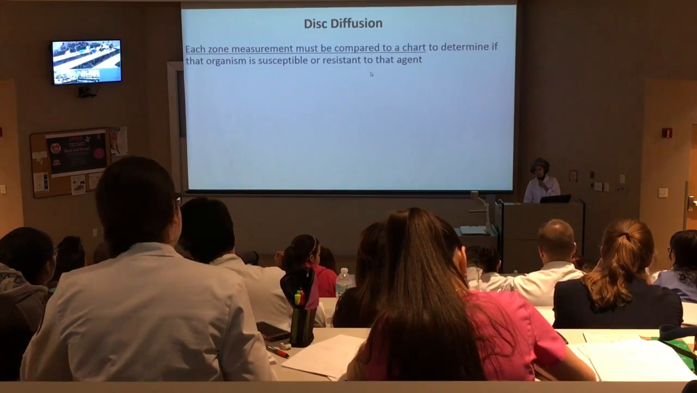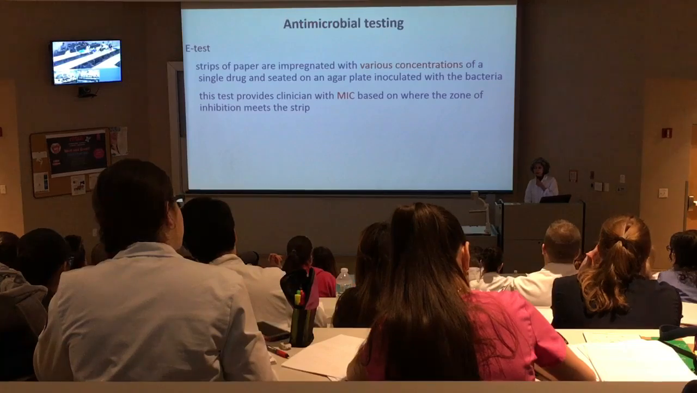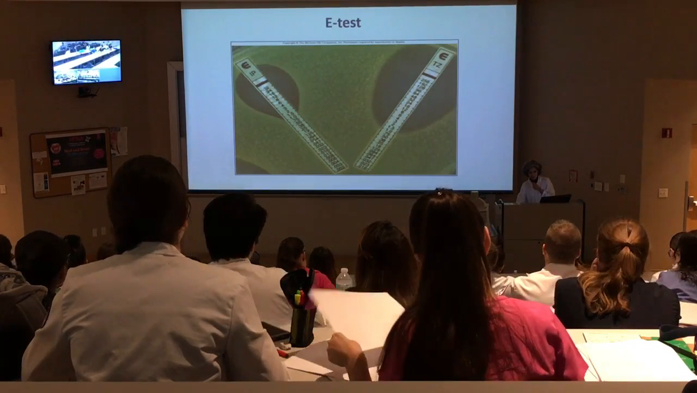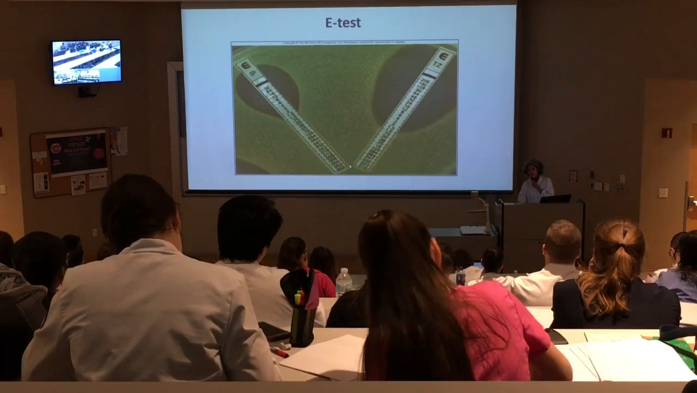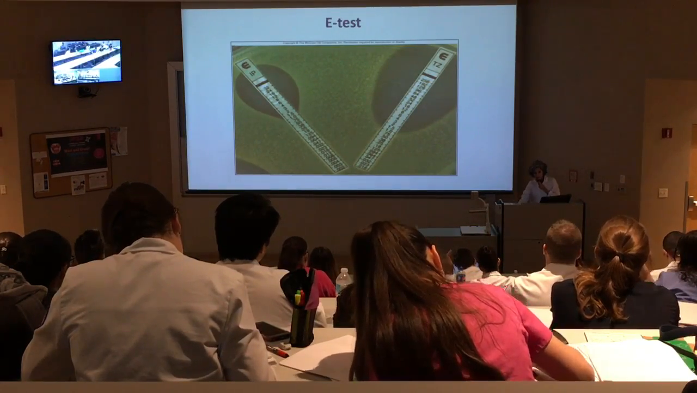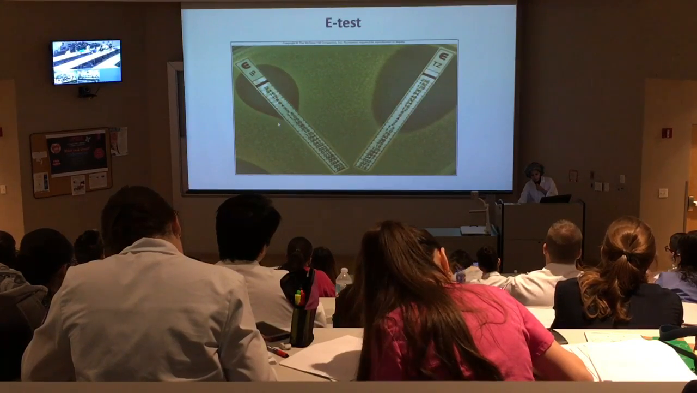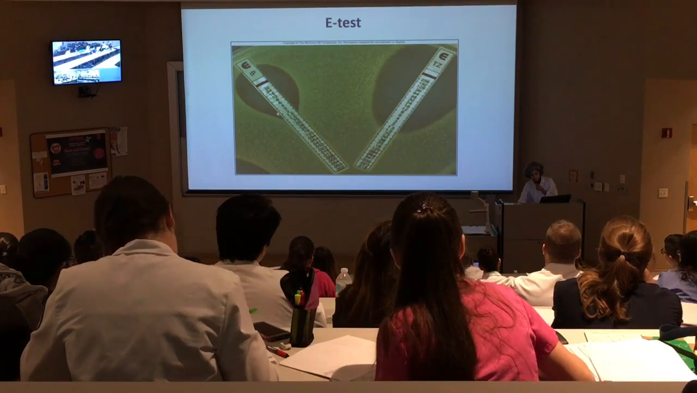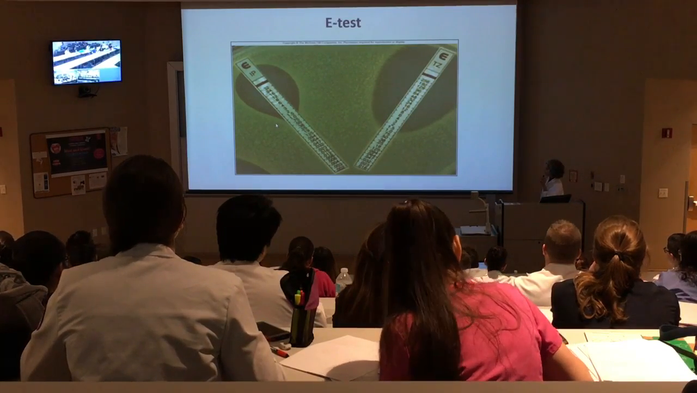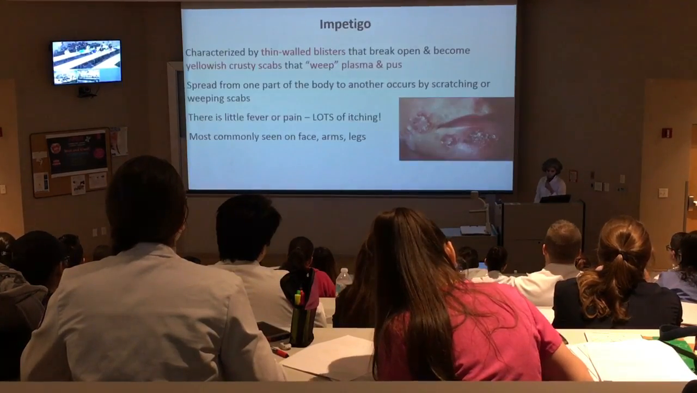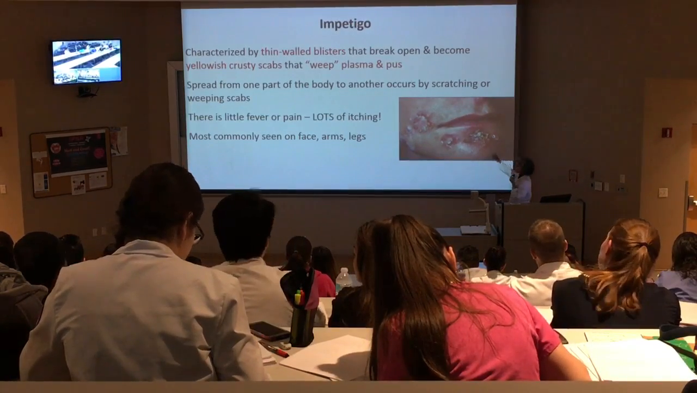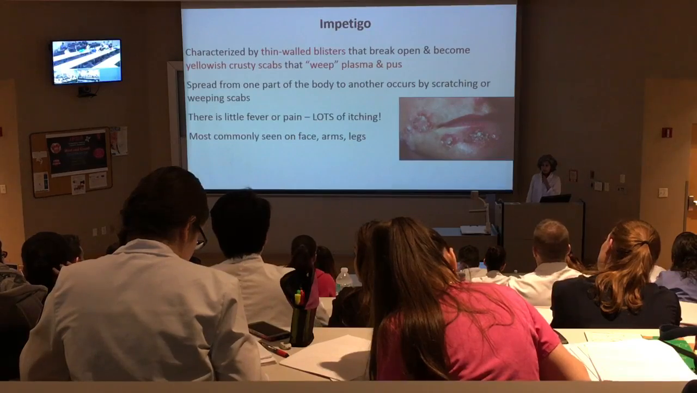You compare that to a chart, and then you have your E-test. Your E-test is a strip of paper that has a gradient, a varying concentration of the same drug. Your MIC is where the two meet, where the clearance meets the paper. So that becomes your MIC.